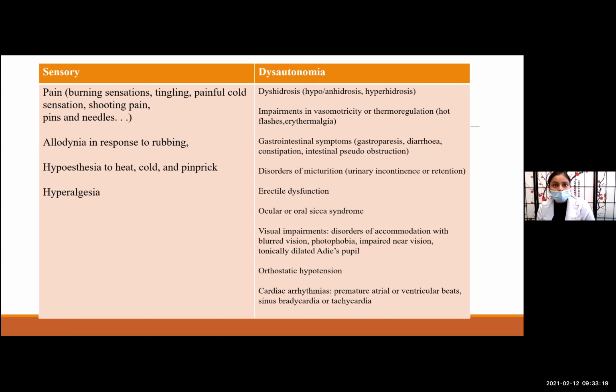Hypoesthesia, usually cold, hyperalgesia. Some of the autonomic symptoms could be tachycardia or feeling faint while standing up from a seated position, having blurred vision, diarrhea, having hot flushes in changing temperatures, and dry skin or areas of not sweating.